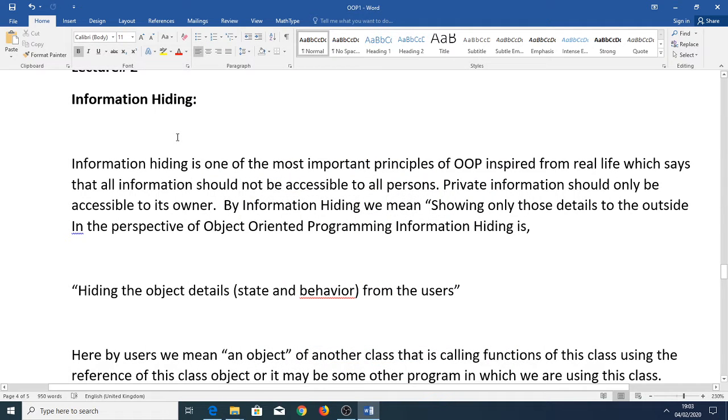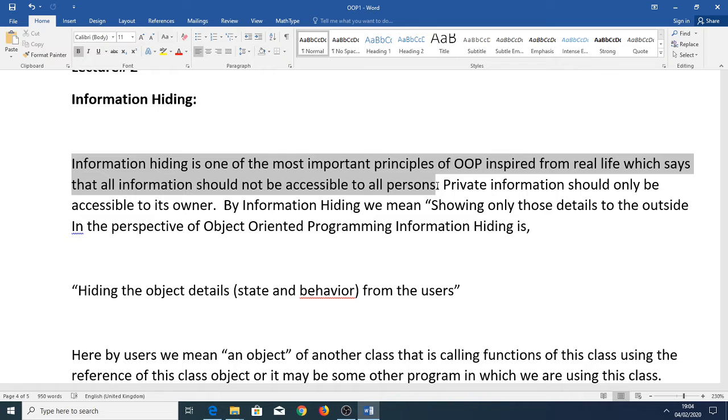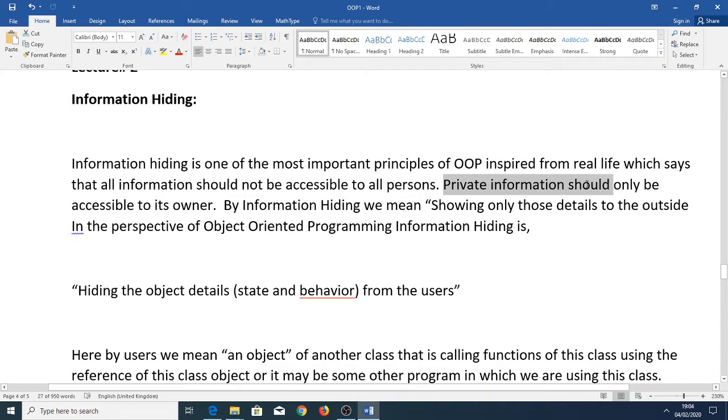In this lecture, we will discuss the topic information hiding. What is information hiding in object-oriented programming? Information hiding is one of the most important principles of OOP inspired from real life, which says that all information should not be accessible to all persons. This is the information which is hidden from all the persons which we do not want to share with those persons. Private information should only be accessible to its owner.